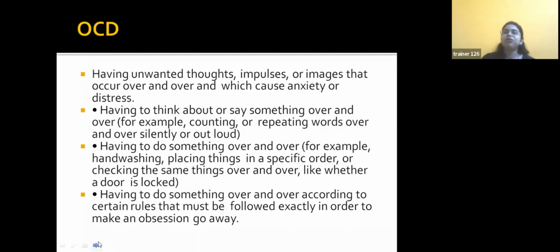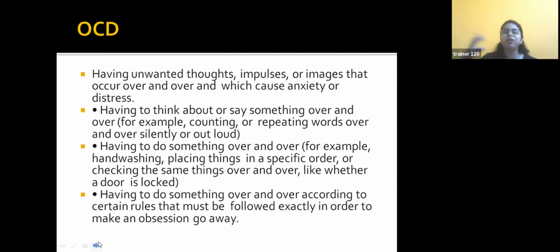And OCD is another form of childhood mental health problem where the children have persistent, recurrent thoughts, impulses, or images which are very difficult to control. And in order to control that, they engage in compulsive behavior. For example, if I get a thought that my hands are very dirty, I will go and wash my hands. Now, how many times will you wash your hands in a day? But for people with OCD, it would be 30 times, 40 times, 50 times. They may take a bath 10 to 15 times a day, right?